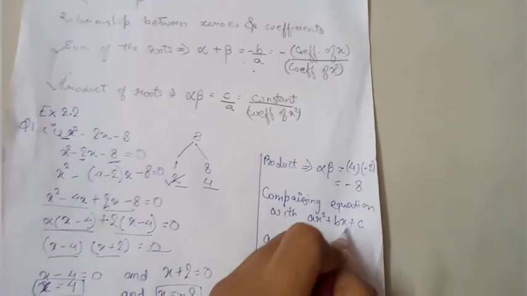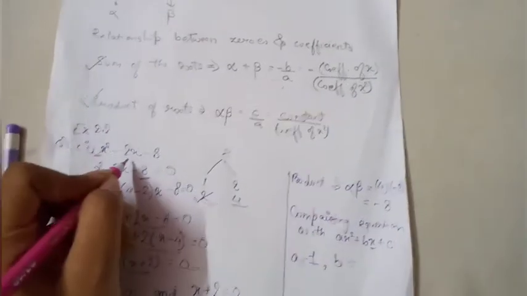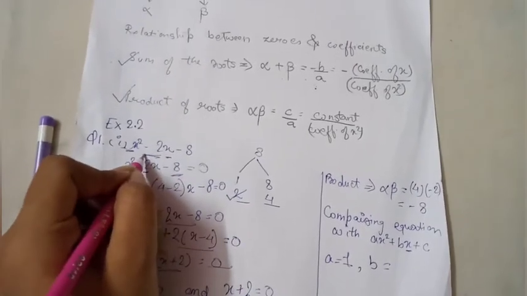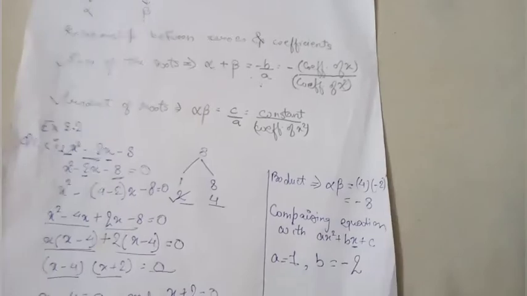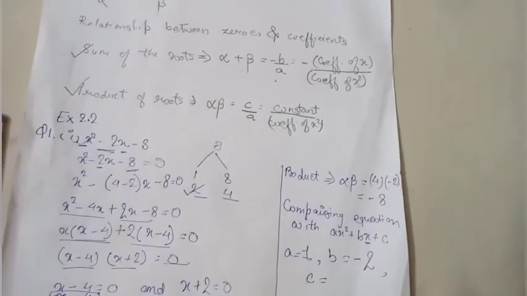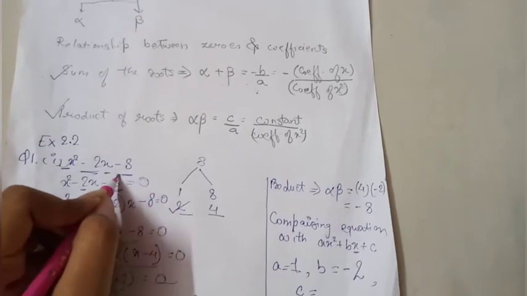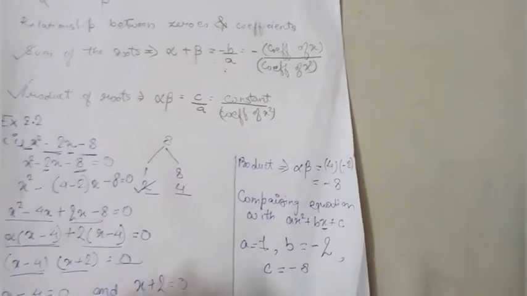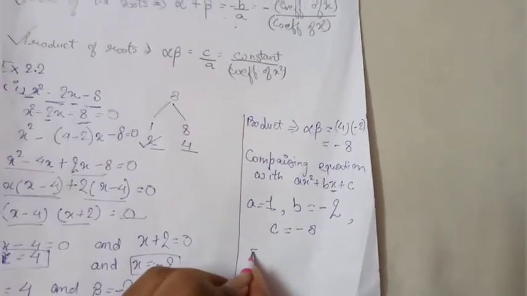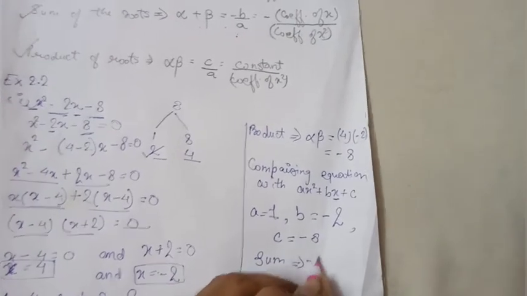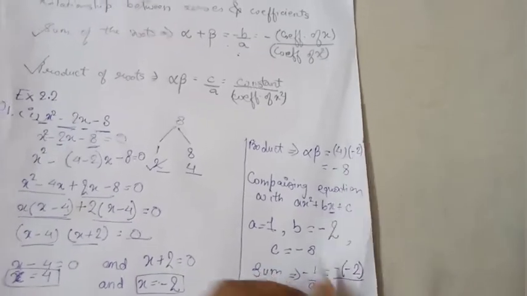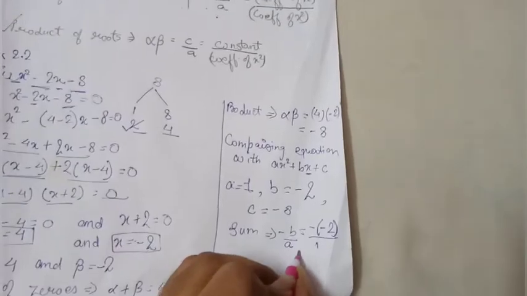Then b is the coefficient of x, meaning the term which is with x. So here it is minus 2. We need to take the sign also. And then c is equal to minus 8. Don't forget to take the minus sign. Now we just need to substitute. The sum of the roots is minus b upon a. So minus of minus 2 upon a, which is 1, gives us 2. So we can say that it is verified.